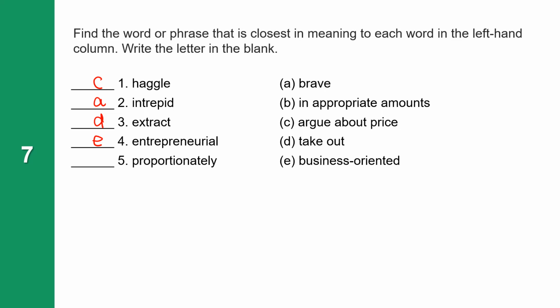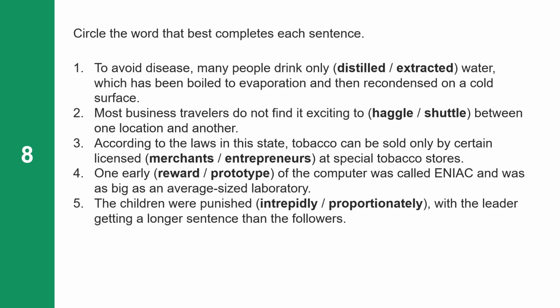And the last one, proportionately. Proportionately is going to be in appropriate amount. So the answer is going to be B, proportionately. Haggle means argue about price. Intrepid means brave. Extract means to take out. Entrepreneurial means business oriented. And proportionately means in appropriate amount.